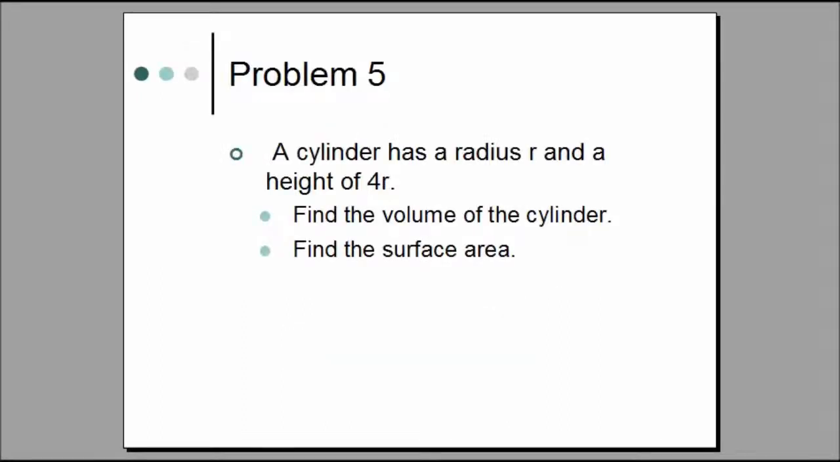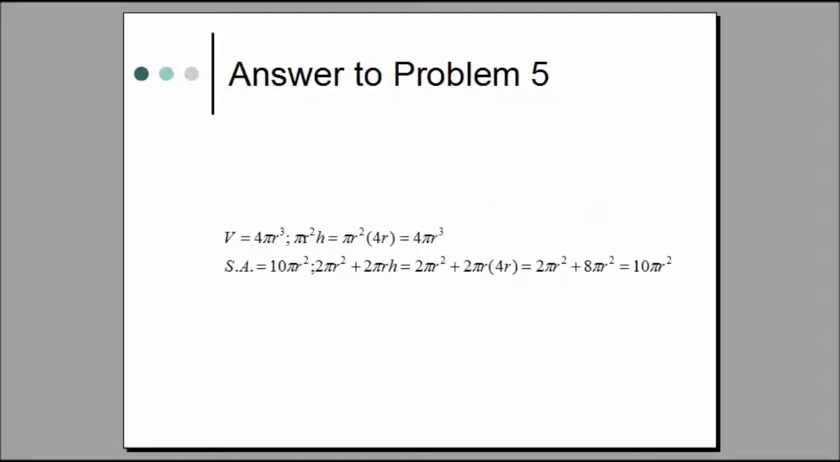In problem 5, a cylinder has a radius r and a height of 4r. You are asked to find the volume of the cylinder and the surface area. This is our last problem in the section, and to find the volume, we substitute into the volume formula pi r squared h, and that's pi r squared times 4r, which is 4 pi r cubed.